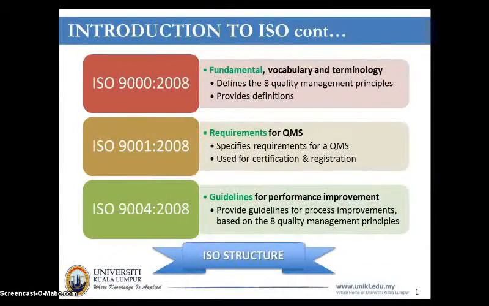Now, there are three families in the ISO 9000. The first one is ISO 9000, which describes the fundamental vocabulary and terminologies. This focuses on the definition of terms related to the QMS, or Quality Management System.